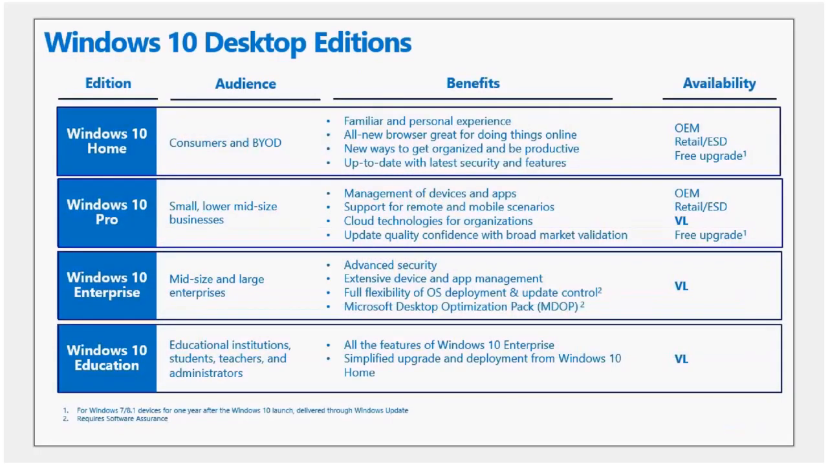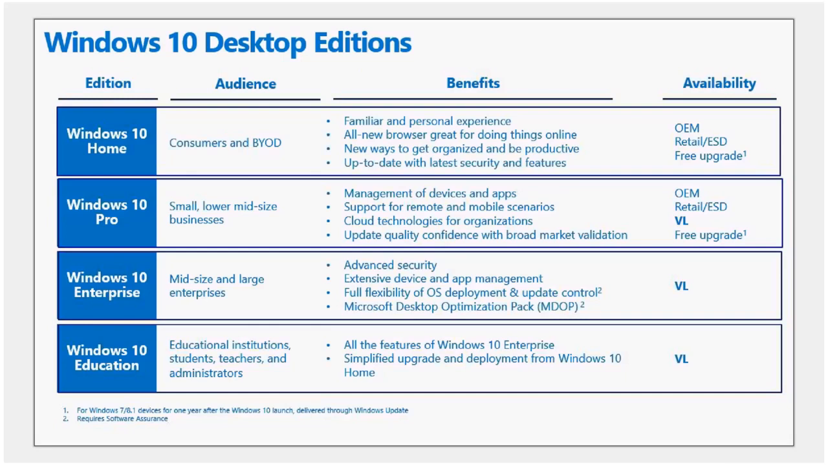So the desktop editions of Windows 10, you can see there's 4 editions. Home is focused on consumers and BYOD scenarios. It's going to have familiar and personal experience. It's going to be up to date with the latest security and features. Windows 10 Home is available through pre-install through OEM devices as well as through the retail channel.